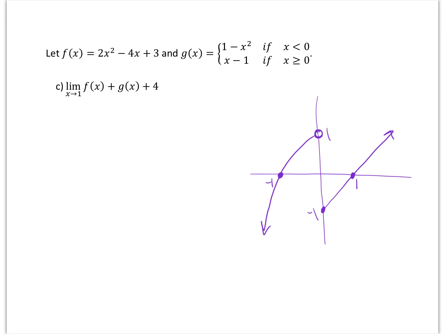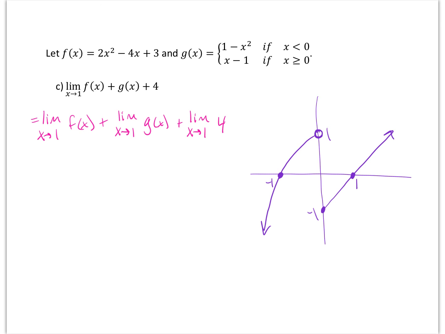Okay, next I want to take the limit as x approaches 1 of f of x plus g of x plus 4. So one of my properties of limits said that I can take the limit of each of those three functions separately and then add them together. So this is going to be the limit as x approaches 1 of f of x plus the limit as x approaches 1 of g of x plus the limit as x approaches 1 of 4.